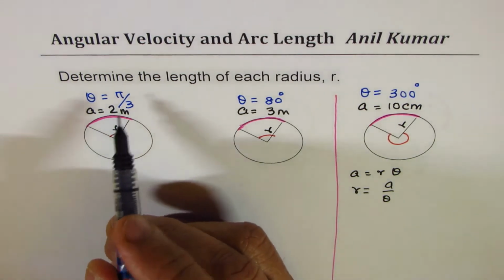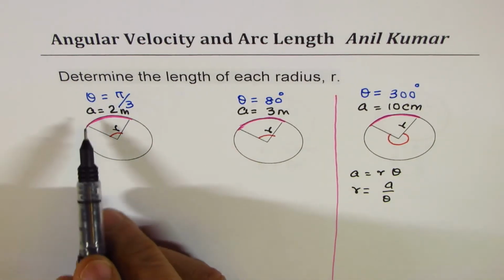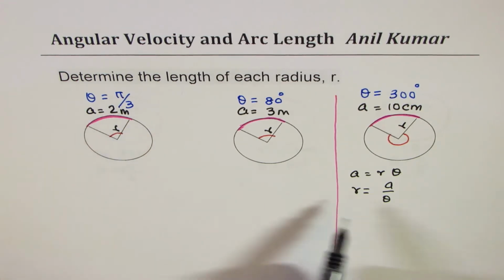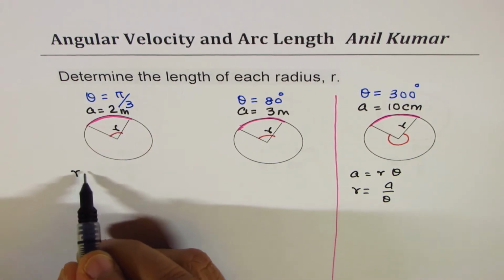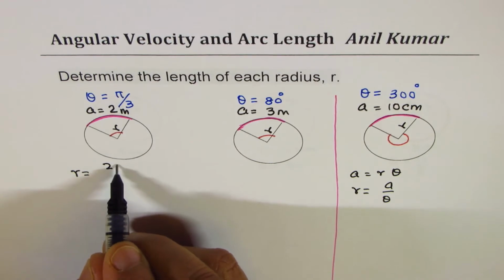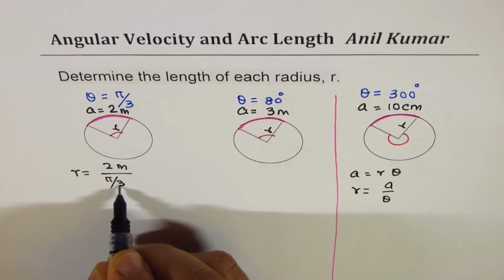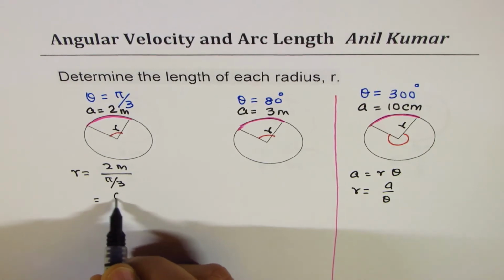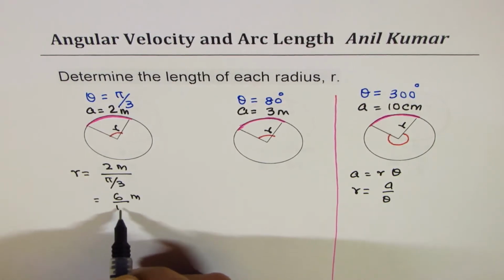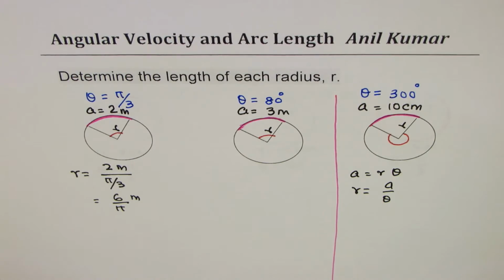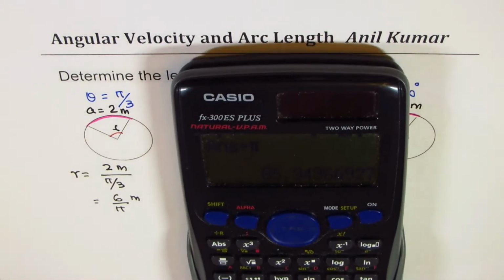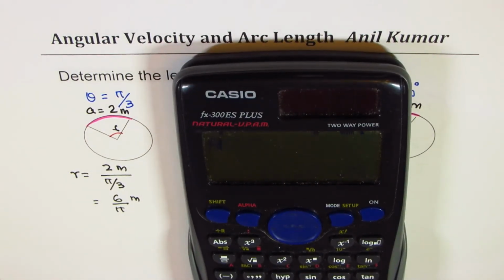Now in this particular case, we know theta is in radians, arc length is in meters, and radius is A over theta. So radius is the arc length of 2 meters divided by theta, which is pi by 3, correct? Or I could say 6 meters over pi. So the radius is in meters. The setting should be in radians whenever you're working with 6 divided by pi.